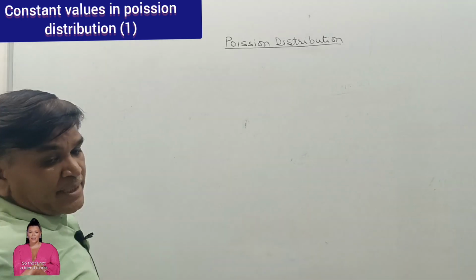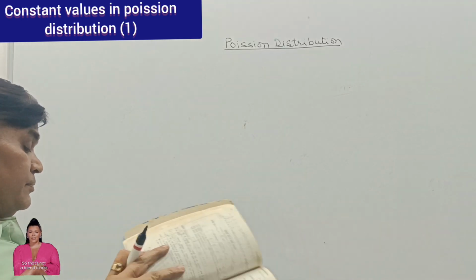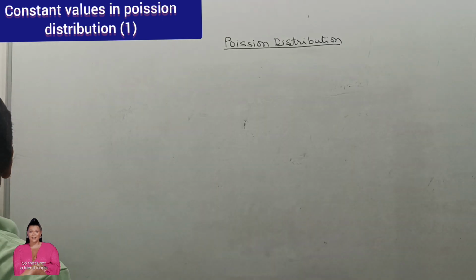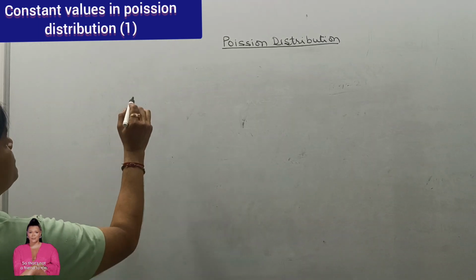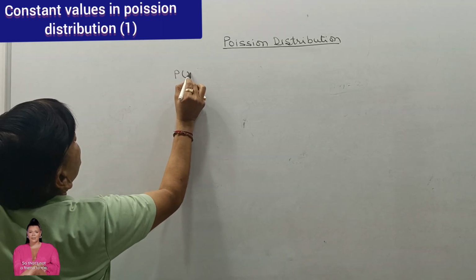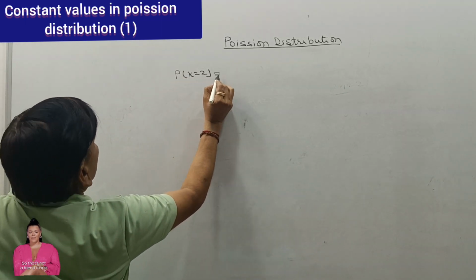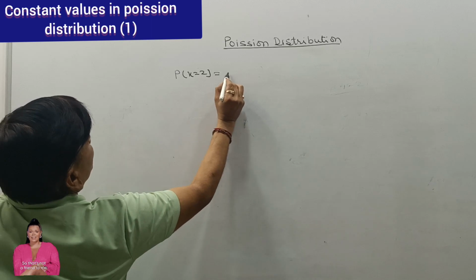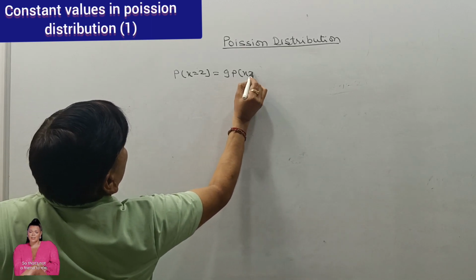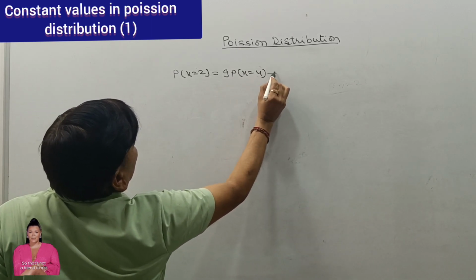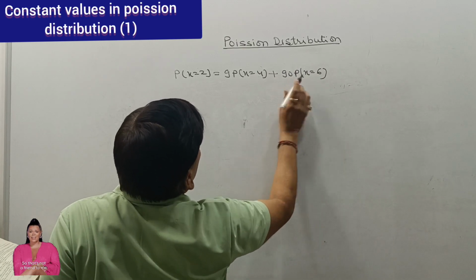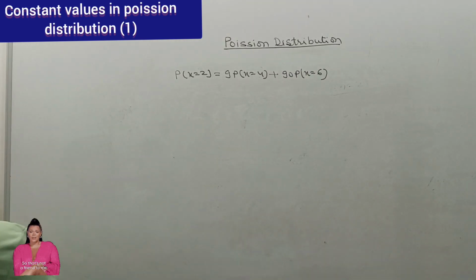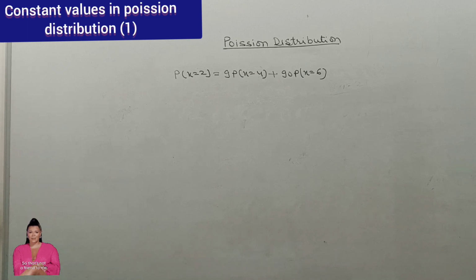The question is this: in a Poisson distribution, x follows the Poisson distribution with P(x=2) equal to 9P(x=4) plus 90P(x=6). Then calculate the mean and variance.